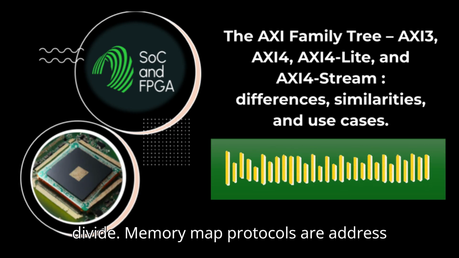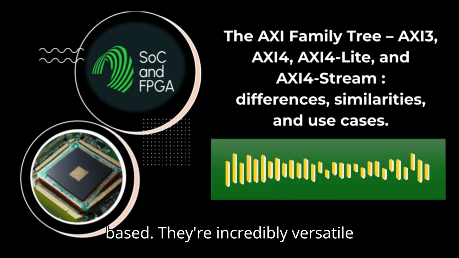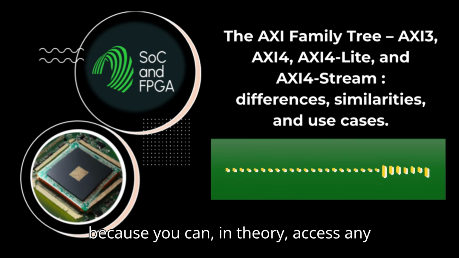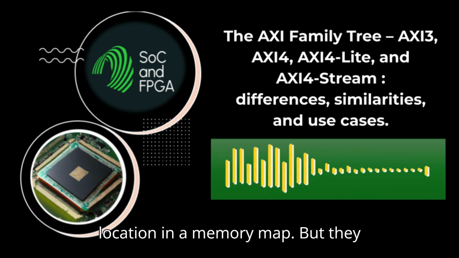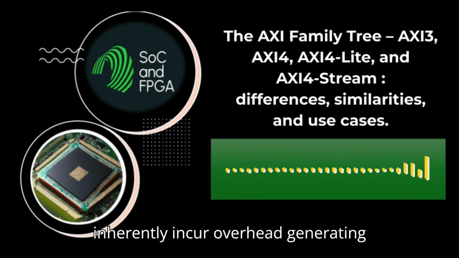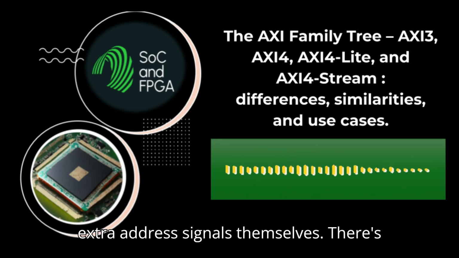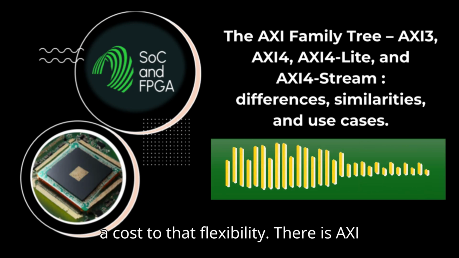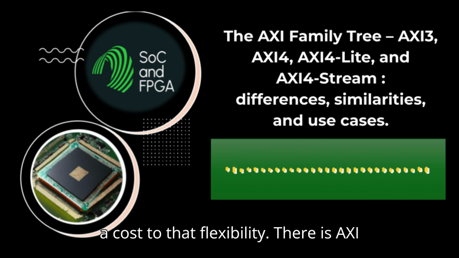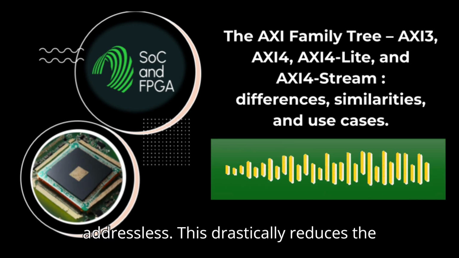Memory map protocols are address-based. They're incredibly versatile because you can, in theory, access any location in a memory map. But they inherently incur overhead: generating addresses, decoding addresses in the interconnect, arbitration logic, the extra address signals themselves. There's a cost to that flexibility. There is. AXI4-Stream, on the other hand, is addressless.